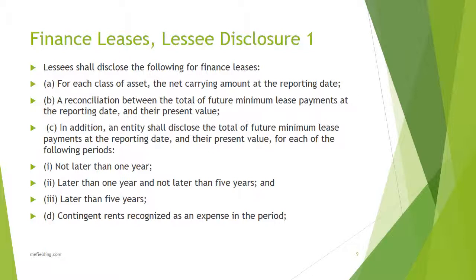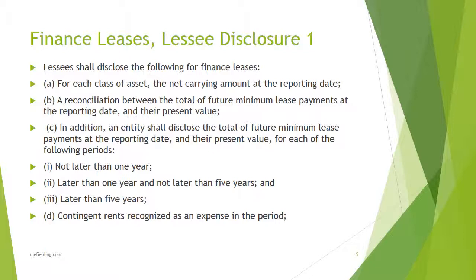Bearing in mind this is a finance lease, so the lessee takes the asset into its balance sheet as if it owns it. So therefore, it will have obviously an acquisition value equal to the minimum lease payments, and it will then have a useful life over which it's depreciated. So that is what we used to call in the olden days the good old net book value. Then it says part number B, there is a reconciliation between the future minimum lease payments at the reporting date and their present value.